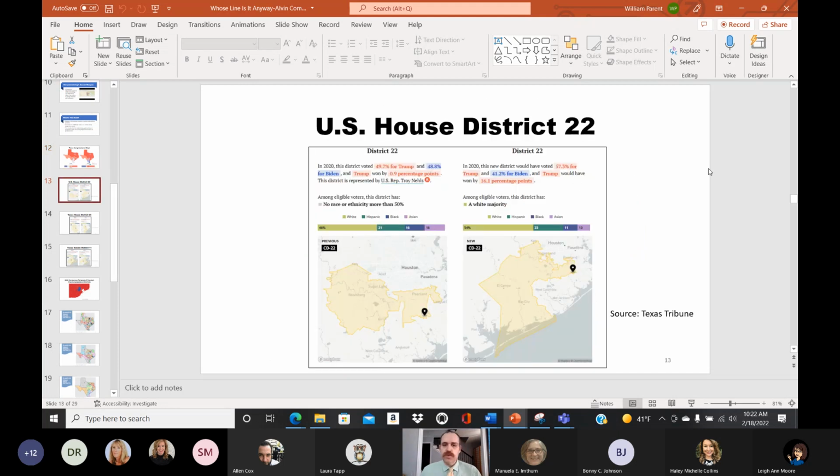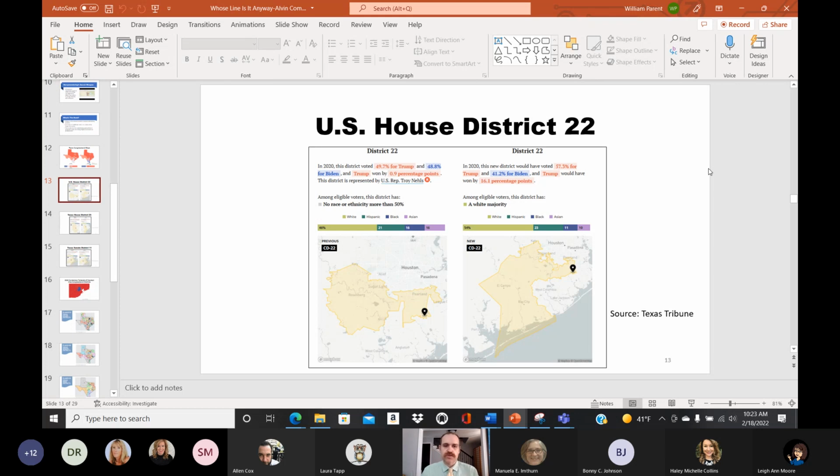What we're looking at here is U.S. House District 22. Of course, if you live right near Alvin Community College, then you live in House District 22. I know House District 14 is nearby. But nonetheless, it is interesting to see how the district has changed as a result of redistricting.